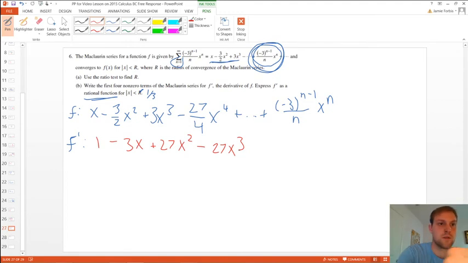Oh, what am I saying here? I knew something didn't look right. 3 times 3 is 9, not 27. So 9x squared minus 27x cubed plus plus.